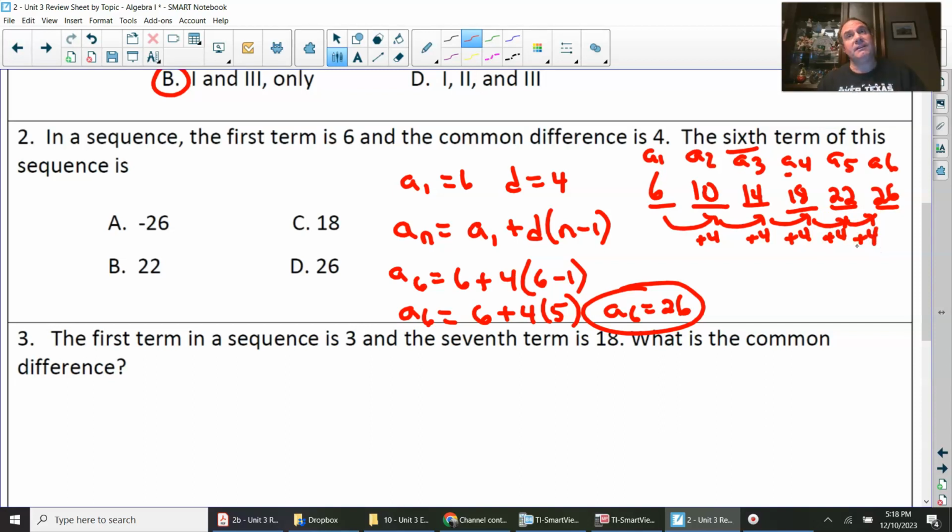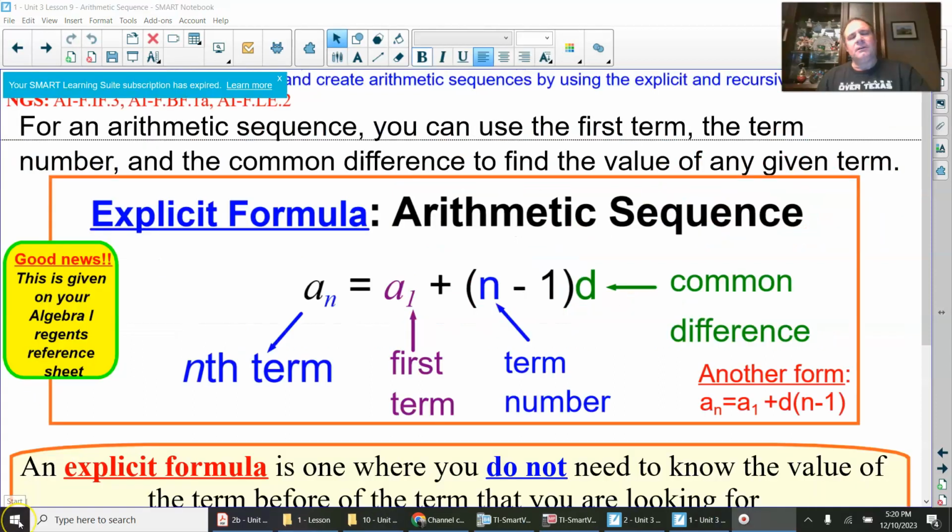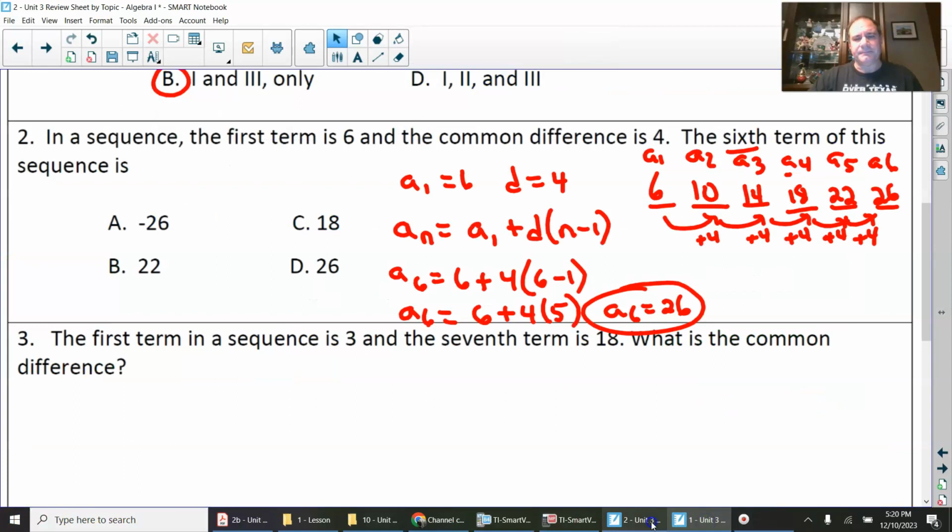If they ask you what the 150th term is, you have to use the formula. So you go and look up the formula on the reference sheet. The explicit formula for the arithmetic sequence is when you have the first term and the term number that you're looking for, plus the common difference. Just look up the explicit formula for the arithmetic sequence. It'll be there, and that is it. That's what we've studied in class.